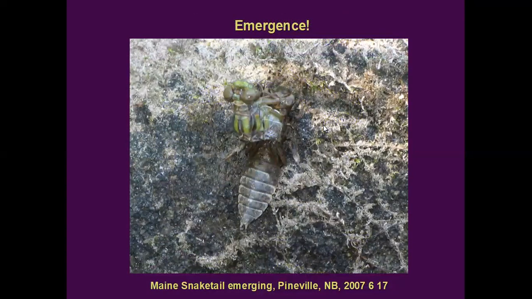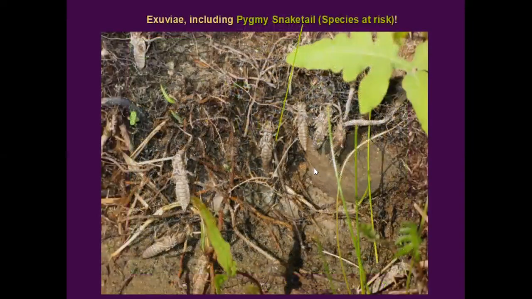When dragonflies or damselflies have completed their larval stage, they emerge on the edge of the water and break out of their old larval skin, as we see happening here, and leave that old larval skin behind, which is called an exuvia. And then after they emerge, here's a bunch of exuvia, including that rare species that we saw in 2013 at Blackville. This is actually from Blackville, this picture.